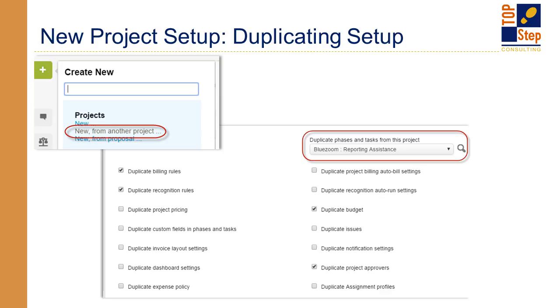And so you've got the option to set different items as your defaults, or you can pick and choose which things you want to duplicate, whether you want to duplicate the billing rules, the recognition rules, the project budget, any sort of dashboard settings, any sort of auto bill settings. You've got the option there to select which to move from. And so that's setting up a project template, and probably the most simple, straightforward template to be set up.